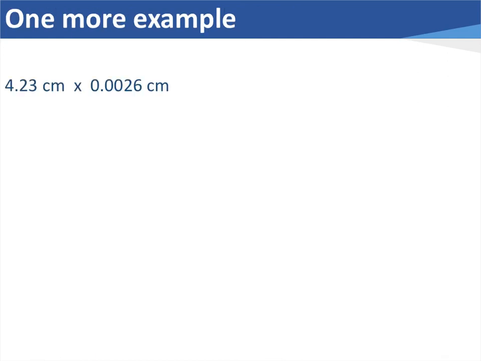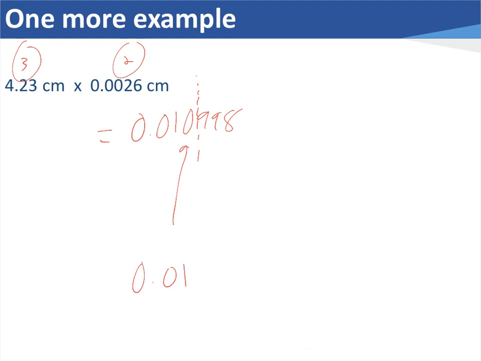Let's look at one last example. What is 4.23 centimeters times 0.0026 centimeters? My calculator tells me it's 0.010998. Well, this number has 3 significant figures. This number has 2 significant figures. So I need to round my answer to have 2 significant figures. And so here I am, rounding it to 0.011 centimeters squared, because that is our unit.